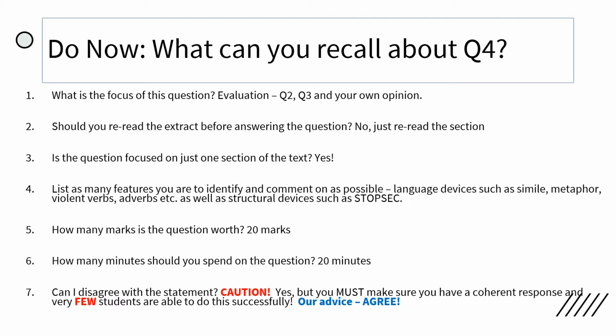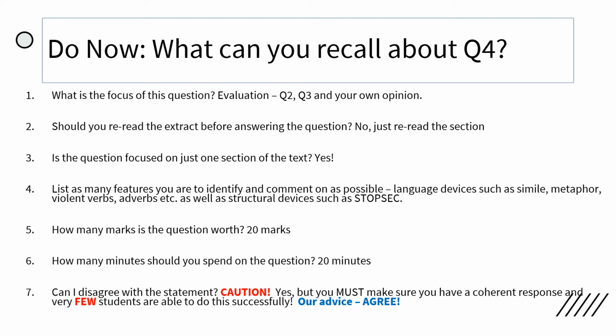So number 5, how many marks is this question worth? It's worth 20 marks. It's a huge part of this exam. It's worth half the marks on Section A, and it's also worth a quarter of the marks on the whole paper. It is a massively important question. How many minutes should you spend on this question?